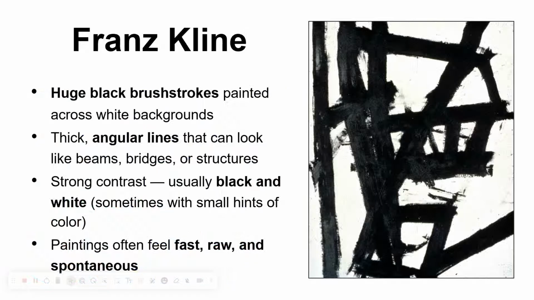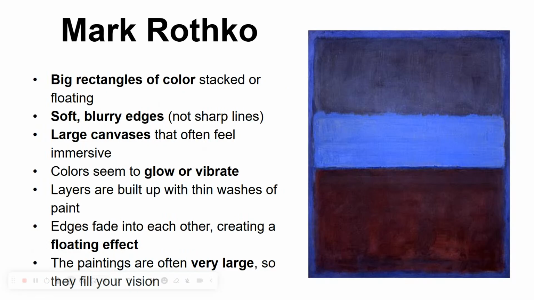So remember, Franz Kline used large brush strokes that were exclusively black and white. They were supposed to represent beams, bridges, structures, and girders, kind of like industrial things. There was a huge contrast between the black and white, and he usually worked really fast and raw to represent spontaneity. So if you're working with Franz Kline, think about how you can represent an emotion using this style. Mark Rothko was known for using rough, blurry rectangles on a really large canvas. And you can see how usually one of these colors really popped out compared to others.